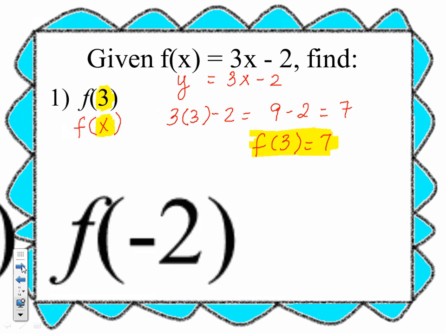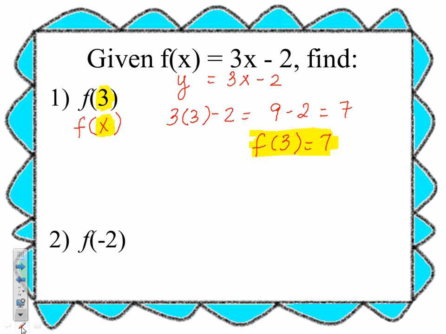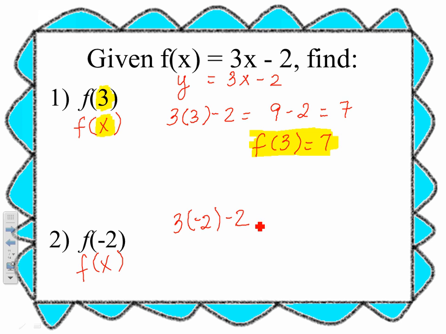What if it's f of negative 2, which means that x equals negative 2. So then this would be 3 times negative 2 minus 2. 3 times negative 2 would be negative 6, minus 2 would be negative 8. So f of negative 2 equals negative 8.